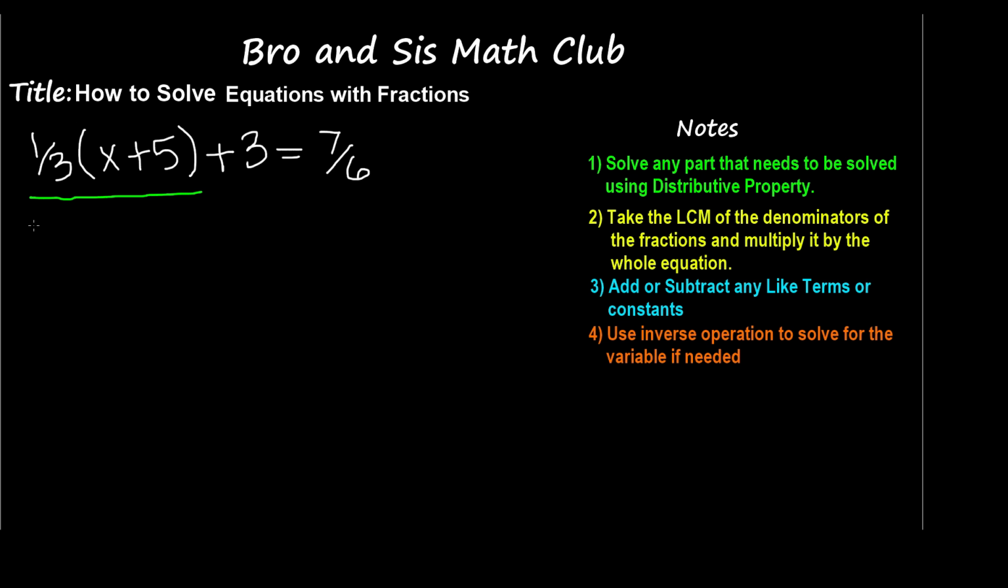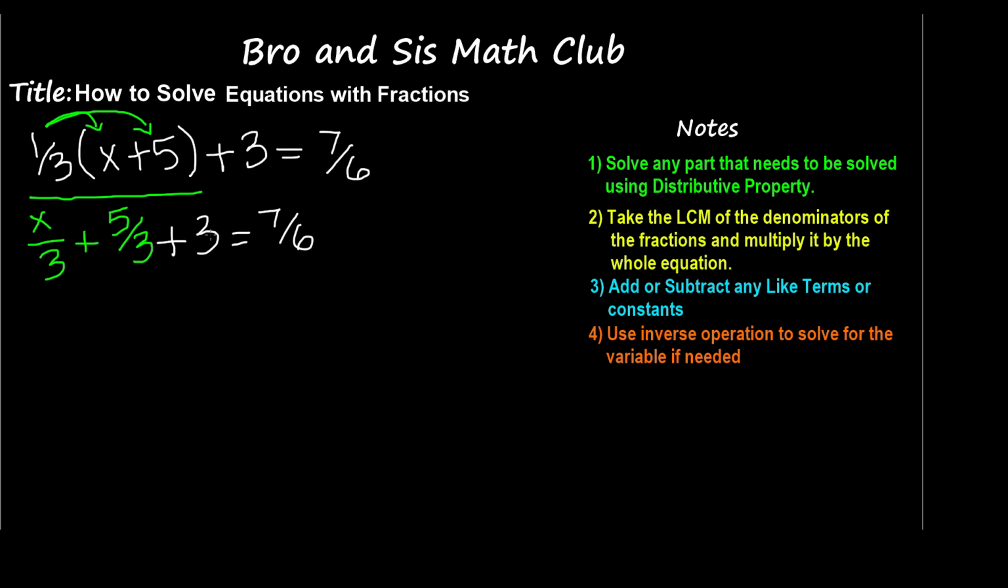So, when we multiply 1/3 by x, 1/3 multiplied by x gives us 1/3 x, or we can write this as x over 3. Now when we multiply 1/3 by 5, we get positive 5/3. And then we copy down the rest of the terms. So plus 3 is equal to 7/6.